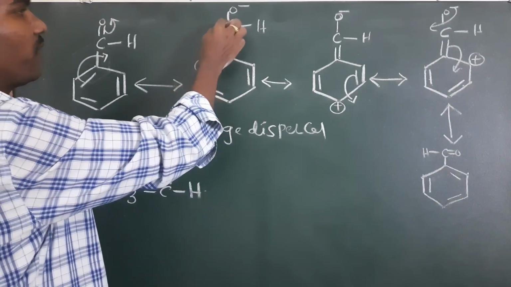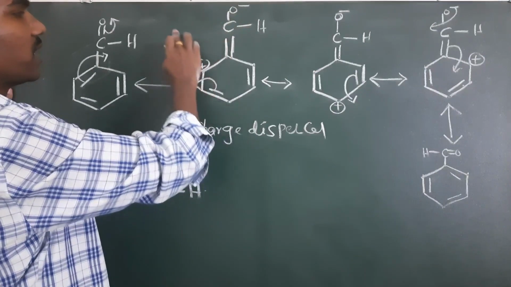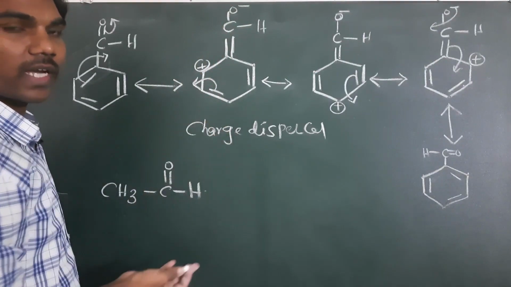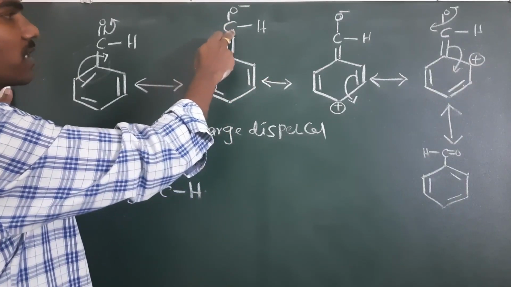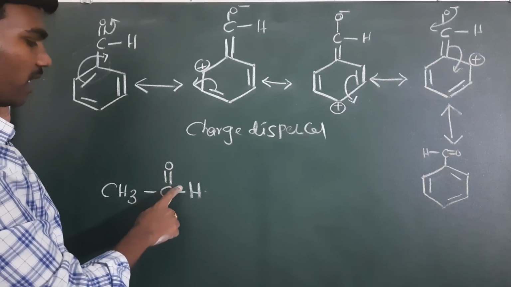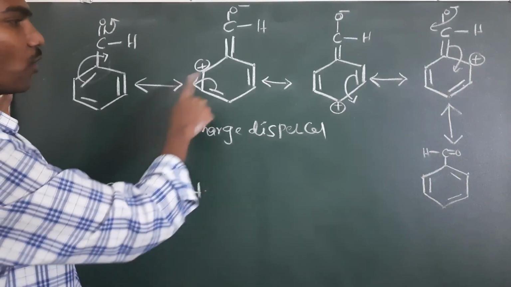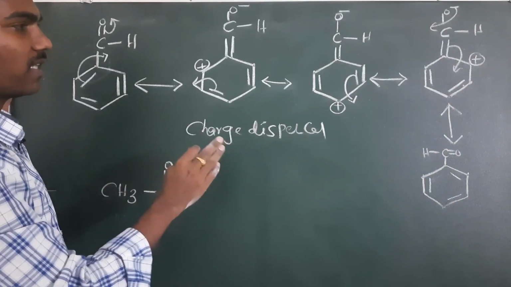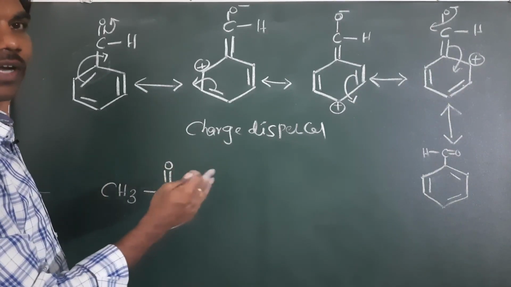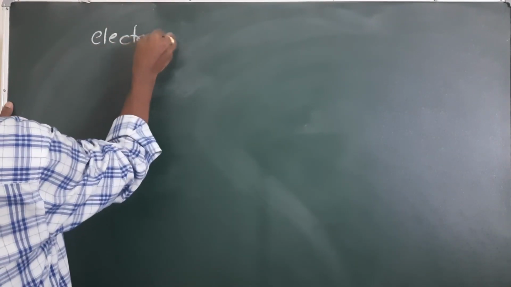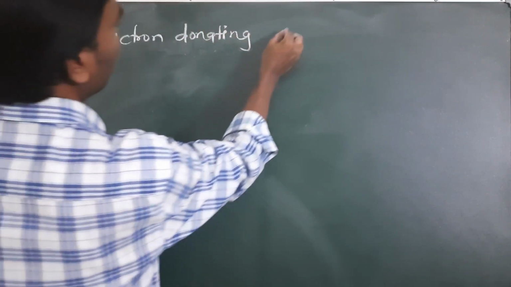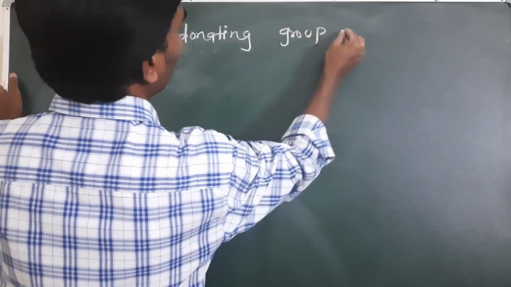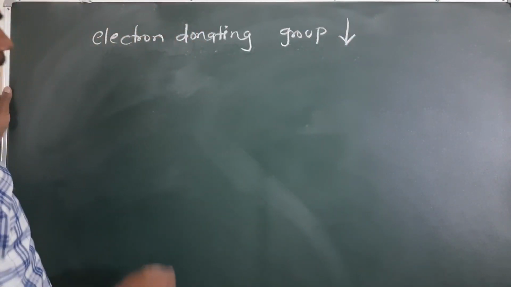So if this carbon is suffering with electron deficiency, then there is a chance for nucleophilic addition reaction. But because of this charge dispersal, the nucleophile is not going to prefer this carbonyl carbon. So comparing with aliphatic aldehyde, aromatic aldehydes are less reactive. Based on this, we can find the reactivity order of carbonyl compounds. If an electron donating group is present, it will decrease the reactivity of the aldehyde.